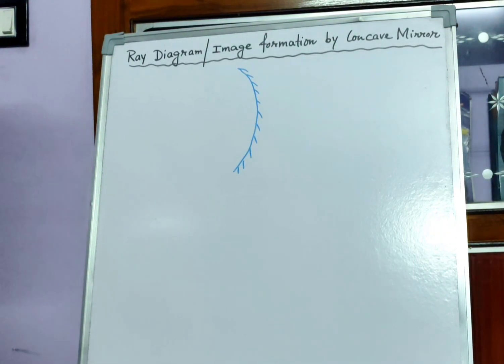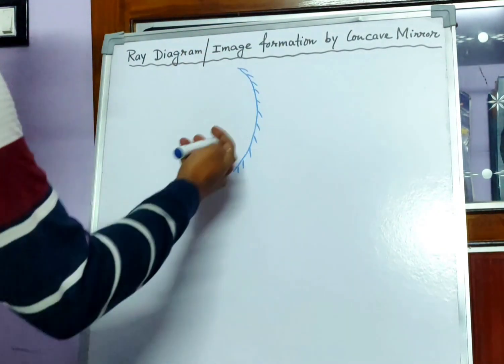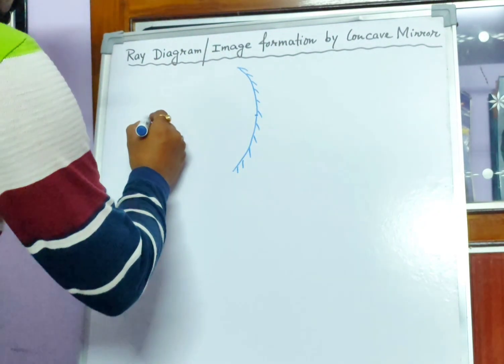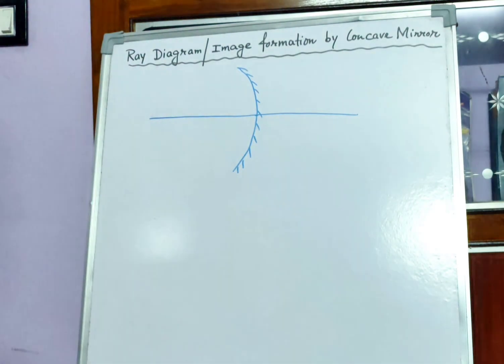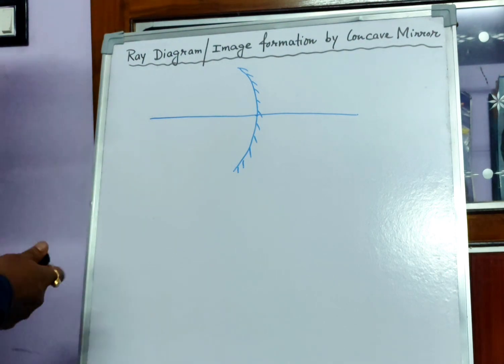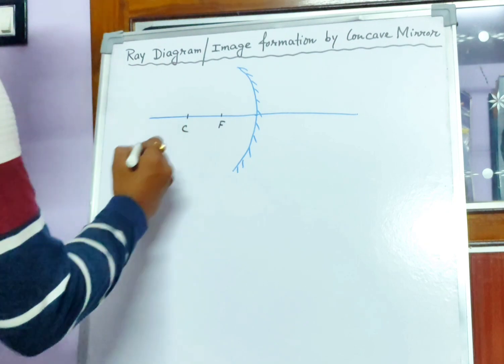Today's topic is the formation of image by concave mirror. So in this diagram you can see there is a concave mirror, and in a concave mirror this is an aperture. The midpoint is called pole. Through the pole you have to draw a horizontal line which is called principal axis, right? And every concave mirror, as it is a spherical mirror, it is having focus. This is center of curvature, right?